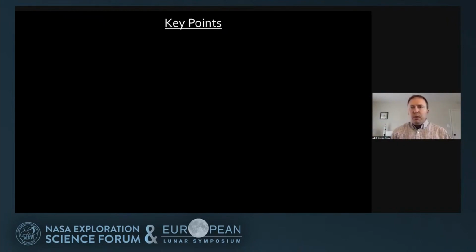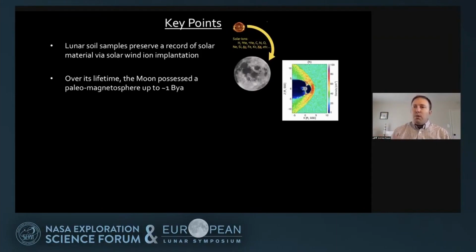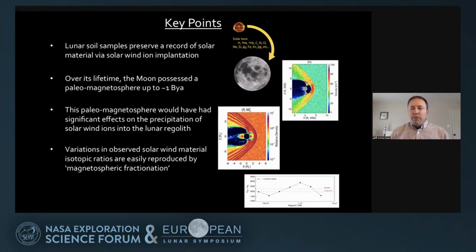So just to briefly review the key points, we know that the lunar soil records samples from the sun. We know that the moon possessed a paleomagnetosphere up to about 1 billion years ago. We know that this paleomagnetosphere would have led to significant effects on these precipitating ions and would actually have caused some amount of isotopic fractionation in these soil samples.